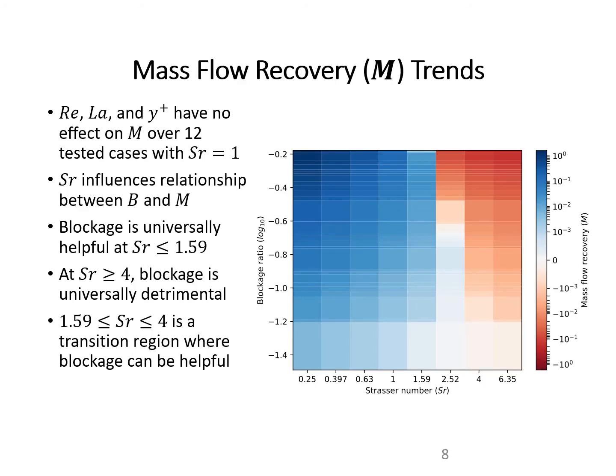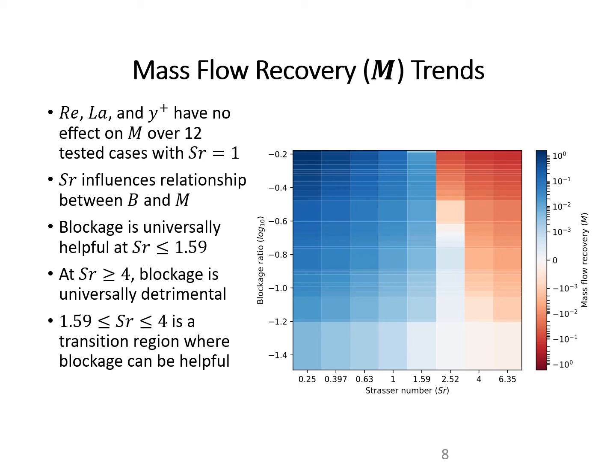Now let's take a look at some of the results, beginning with that first output of the mass flow recovery. One thing that we were very surprised to see is that the Reynolds number, the Lang number, and the Y+ had no discernible effect on the mass flow recovery over 12 tested cases, different permutations of different values of those. In all cases, any value we plotted of the mass flow recovery with respect to any other variables, they were all coincident. There was no difference.